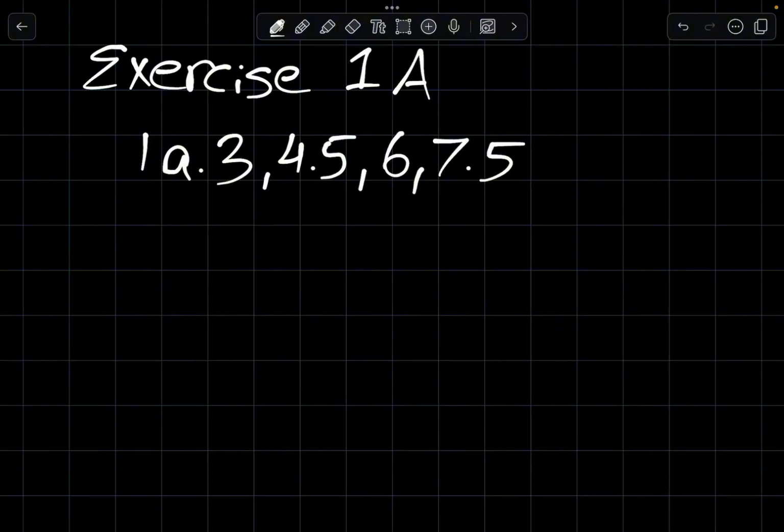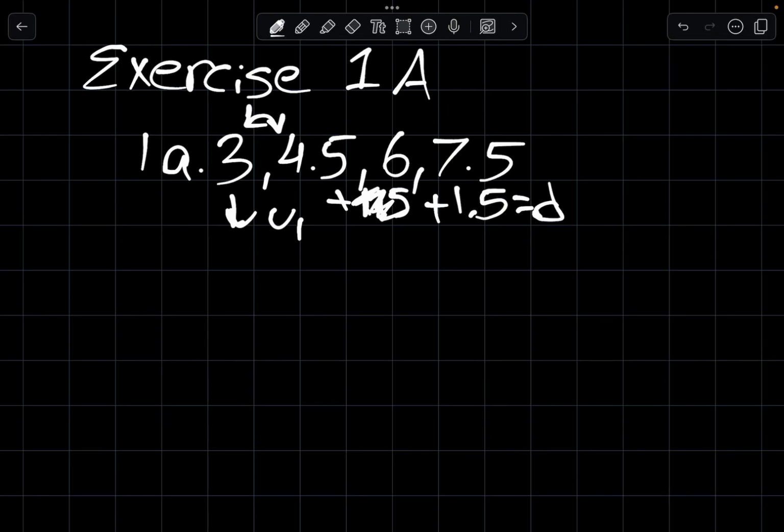Now off the bat, we can recognize that 3 is going to be our U1 term. And our difference here, we can count, just simple mathematical plus 1.5 each time. Yep, plus 1.5, which is going to be our difference. Now, if you remember back from earlier in the textbook, sequences are given through this equation: UN is equal to U1 plus D times n minus 1.